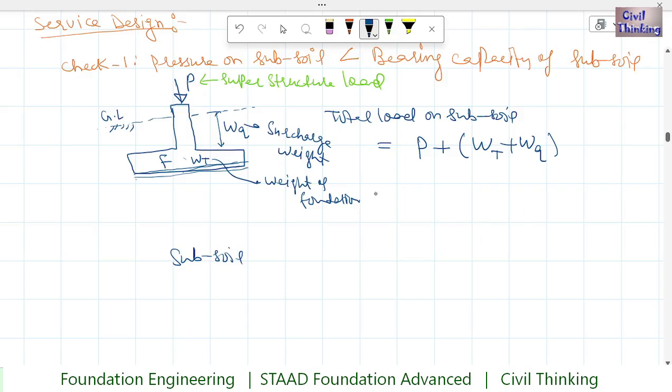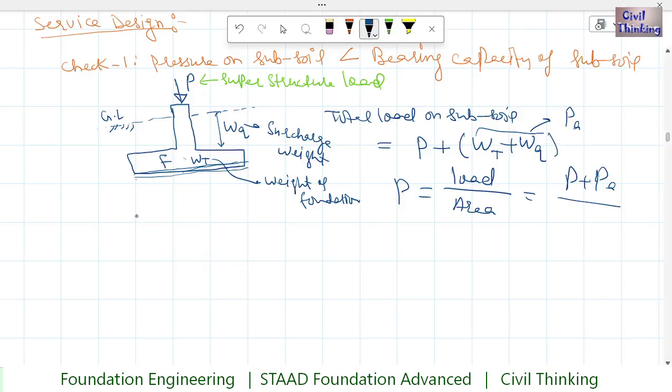Okay, now all of this weight is going to exert a pressure on this soil, right? So the pressure on the subsoil is what? What is pressure? Pressure is load divided by the normal area, right? So it is P plus, let me call WT and WQ as PA, okay, additional pressure. So it is P plus PA divided by area. Now how much is the area? We can find the area from the plan view.